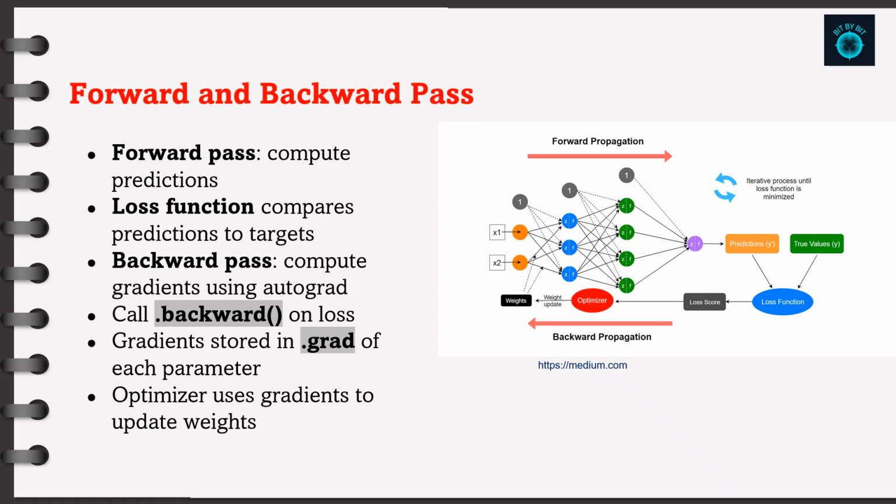This computes gradients of the loss with respect to each parameter. The gradients are stored in the .grad attribute of each parameter. Then the optimizer uses these gradients to adjust the model weights so the predictions improve in the next iteration. Let's now see how this works in a real training step.